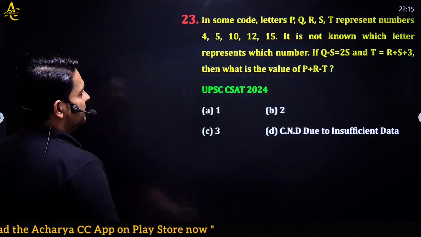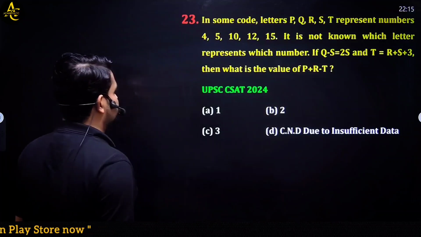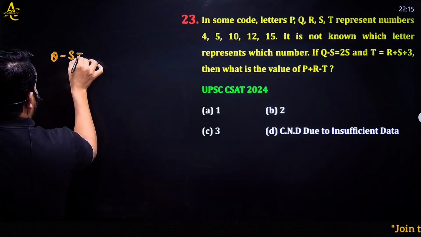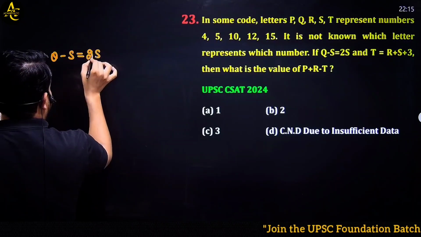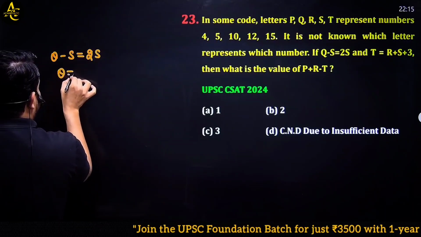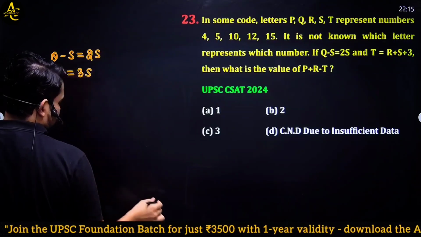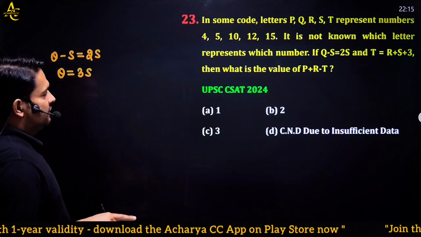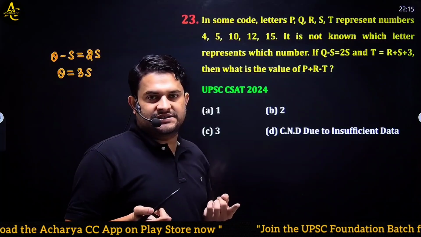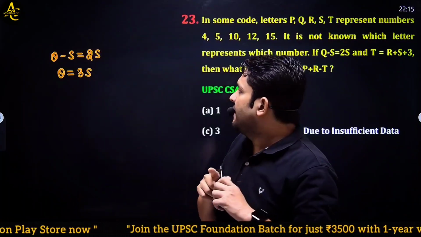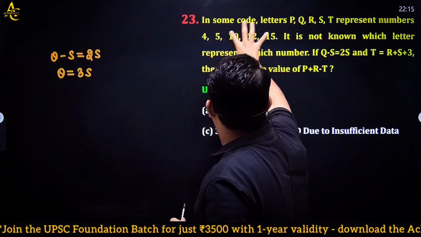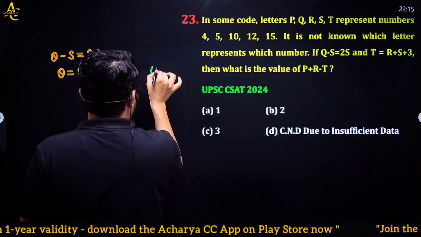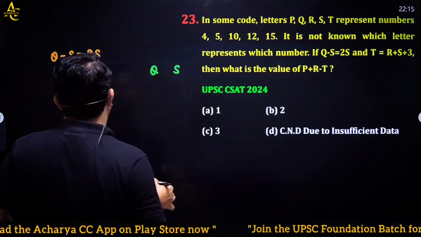See, I have a statement here that Q minus S is equal to 2S. We will solve this question step by step. So Q is equal to 3S. I have a relation here that Q is 3 times of S. So you have to take all the values which satisfy this relation. See, Q is 3 times of S.